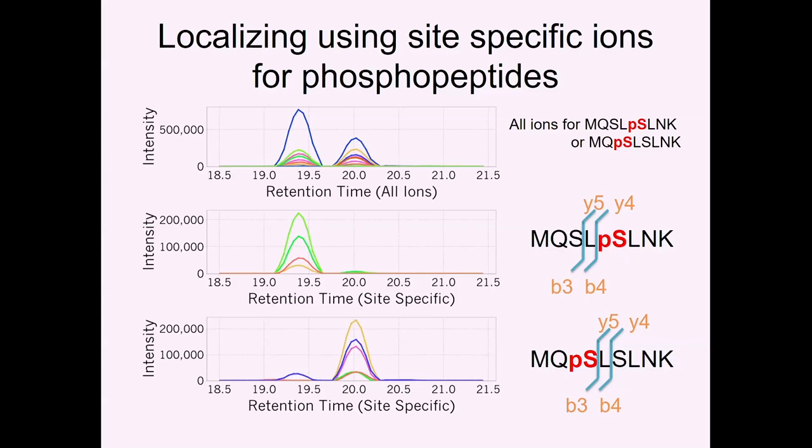I'll point out, I'm not sure if people are familiar, but Gavin Reid has talked about gas phase rearrangement of the phospho site in the gas phase in the instrument. We think that this peak right here is because of this gas phase rearrangement, but we haven't confirmed that. It's definitely the most likely explanation for that. We are able to localize them using just the localization-specific ions.